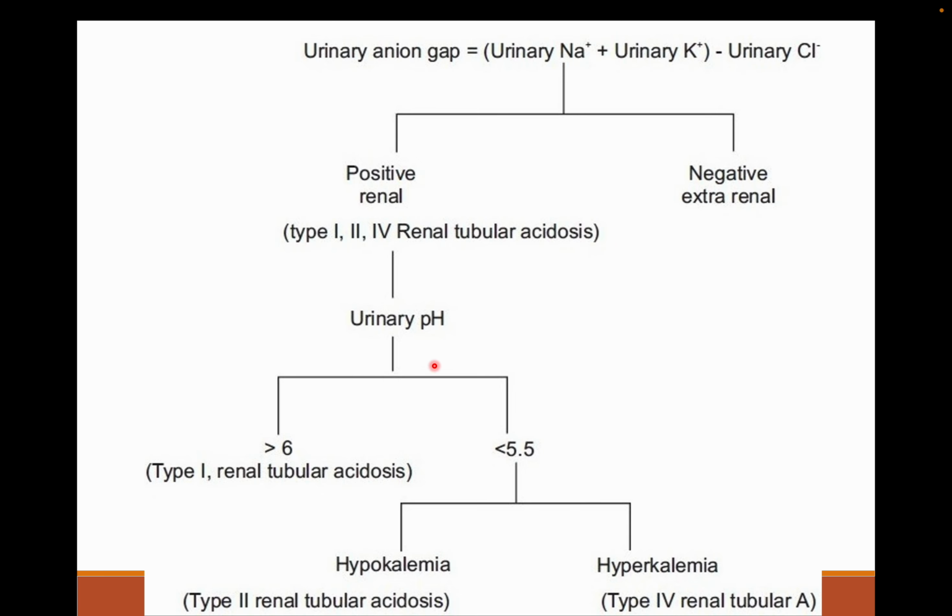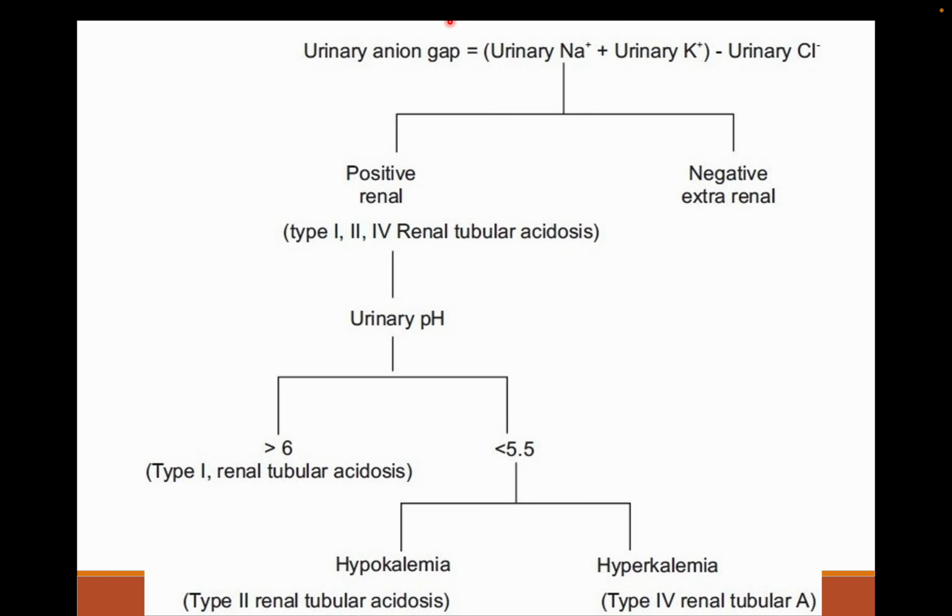Then you check the urine pH. If urine pH is more than 6, that is, bicarbonate is being lost, that is type 1 renal tubular acidosis. If it is less than 5.5, you check whether the patient has hypokalemia; that is proximal renal tubular acidosis. If the patient has hyperkalemia, that is type 4 RTA. So this is how you decide.